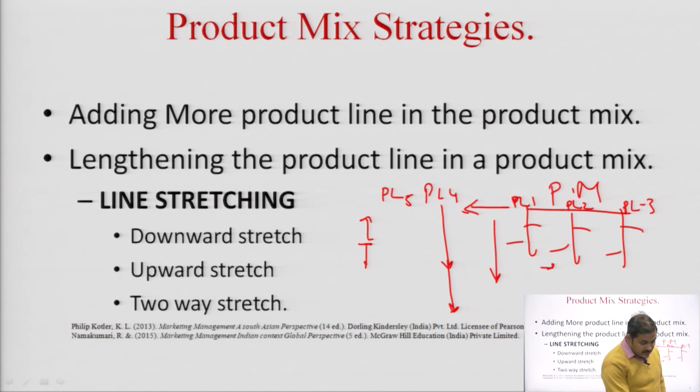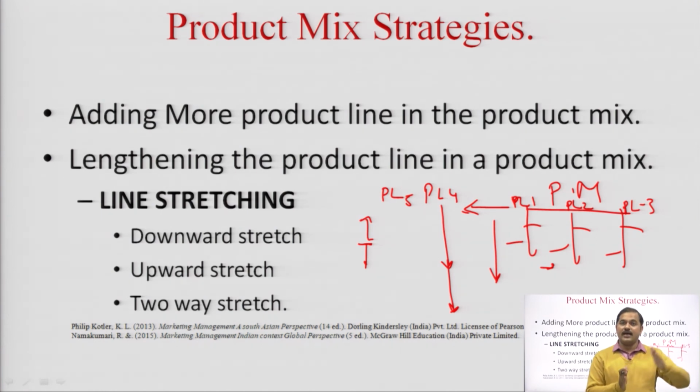The two-way stretching example I can give is Titan. Titan was introduced in the middle market, and in order to enter the higher end market, they came up with brand names like Titan Edge, Nebula and Xylus. In order to capture the lower end segment of the market, they came up with a brand called Sonata. By that way they have stretched themselves to capture every market segment.